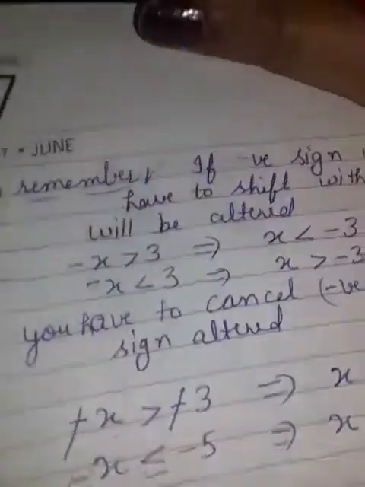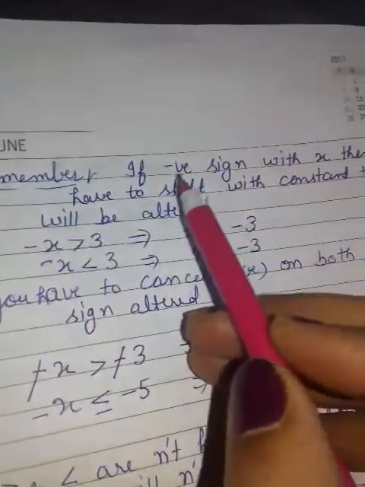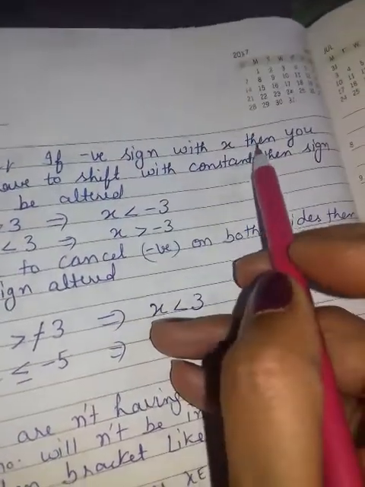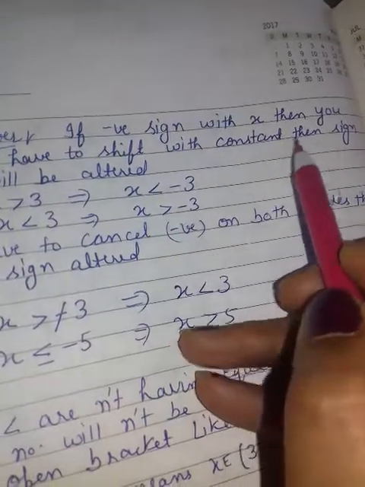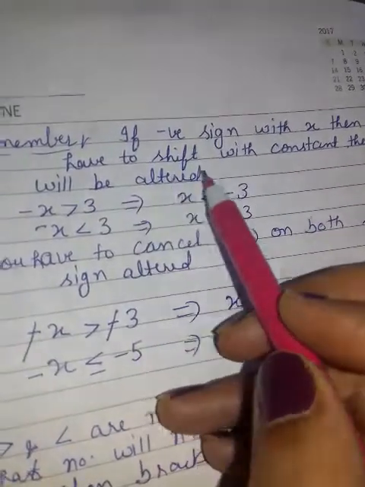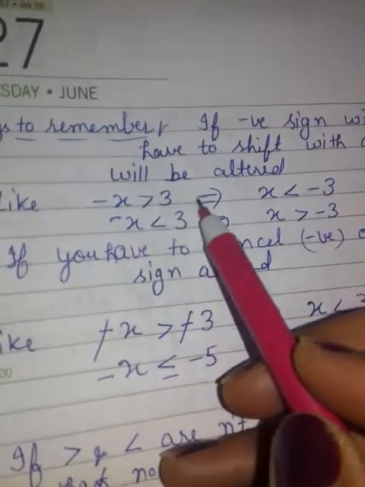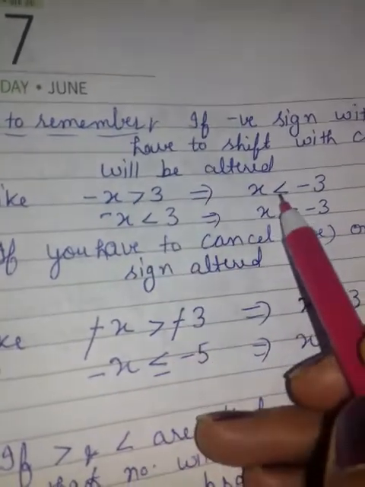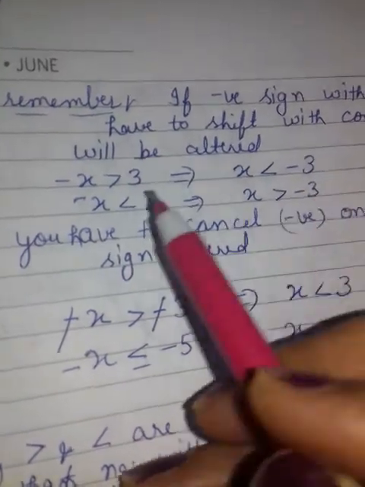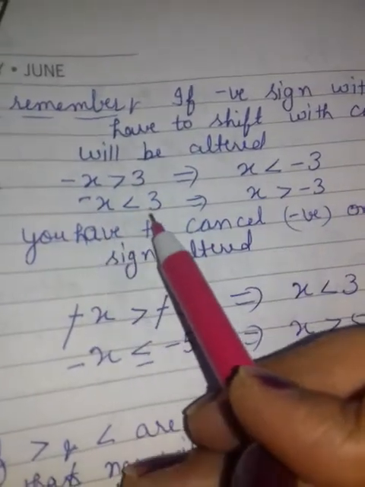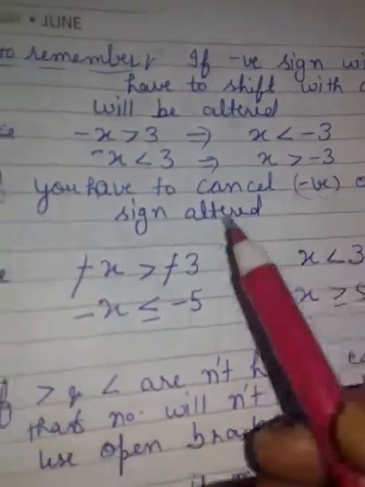Next example. Firstly, I have written some points to remember. If there is a negative sign with x, then when you shift it with the constant term, its sign will be altered. Like if minus x is greater than 3, then the sign will be altered when you take the negative sign with the constant. Similarly, I have taken one more example, and you will alter its sign as it shifts to that side.